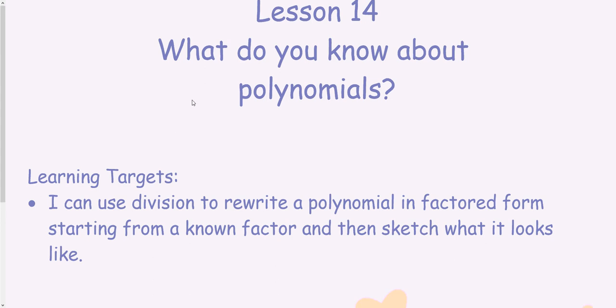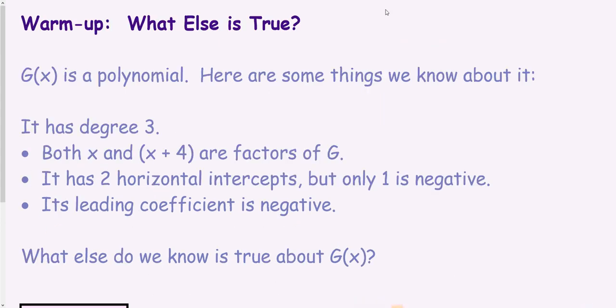Okay, so let's get started. Let's start with a bit of a warm up. See G. G is a polynomial. Anyway, here are some things that we know about this polynomial. It has a degree of 3. Both x and x plus 4 are factors of G. It has two horizontal intercepts, but only one of them is negative, and its leading coefficient is negative.